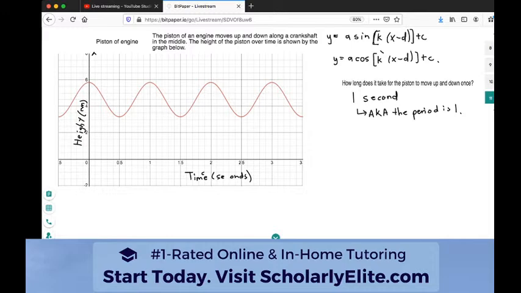Great. So the next question is, what is the maximum height that the piston reaches? I know you guys can't see here, but this should be 5.8. So we're going to write that down. Max height.